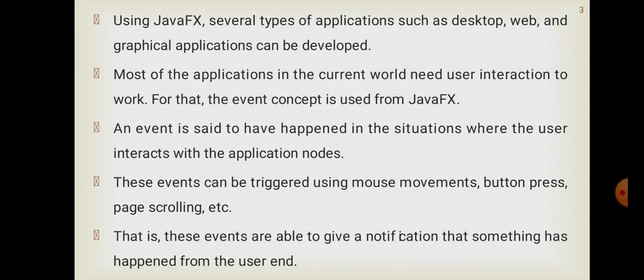An event is said to have happened in a situation where the user interacts with the application nodes. These events can be triggered either by a mouse movement, by button pressing, or by page scrolling, etc. These events give notification to the end user that something has happened.